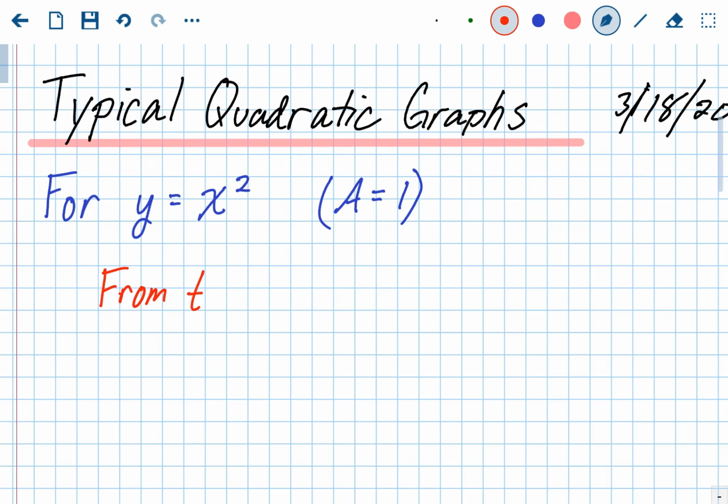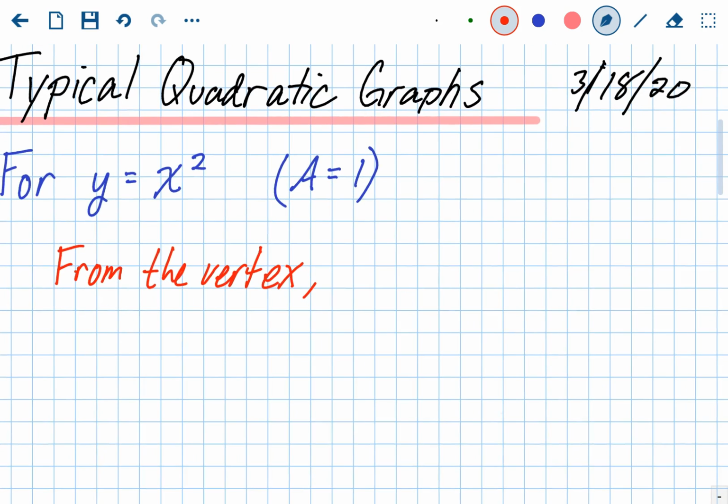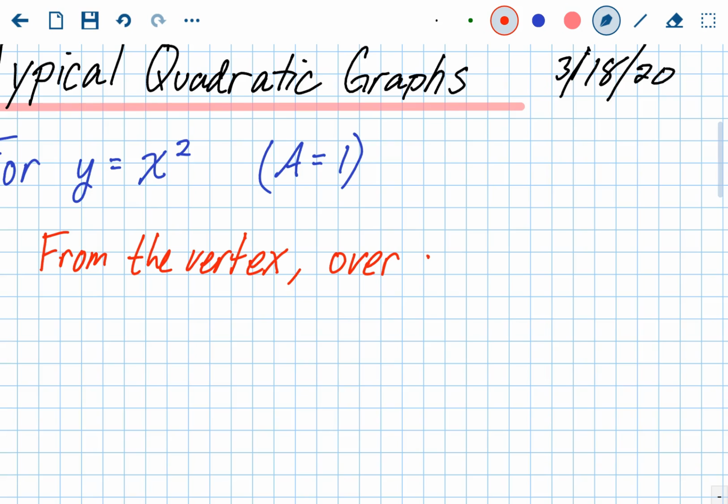But from the vertex, all the points are going to fall into the same pattern. Okay, and it all has to do with what your x values are and what happens to them to get the y values. So from the vertex, every graph of a equals 1 is going to have a point that's over 1 and up 1. So over 1, you could go left 1 or right 1, and then up 1. Okay.